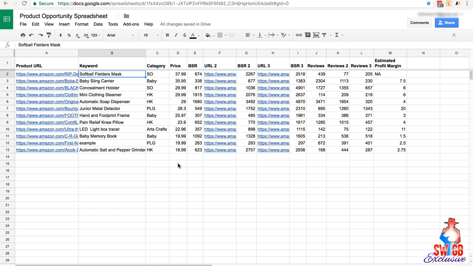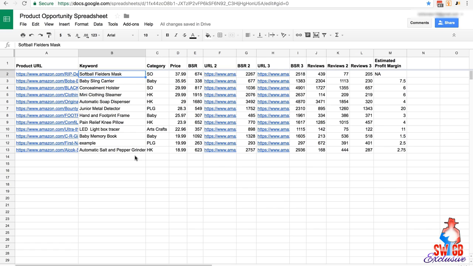Now, one more thing I did is several of these products had primary products with a higher BSR number than the secondary products. So I've actually gone in and rearranged them because this makes it much easier for you to see what's going on. So you always want to have your primary product to be the one with the lowest BSR. So let's get started.